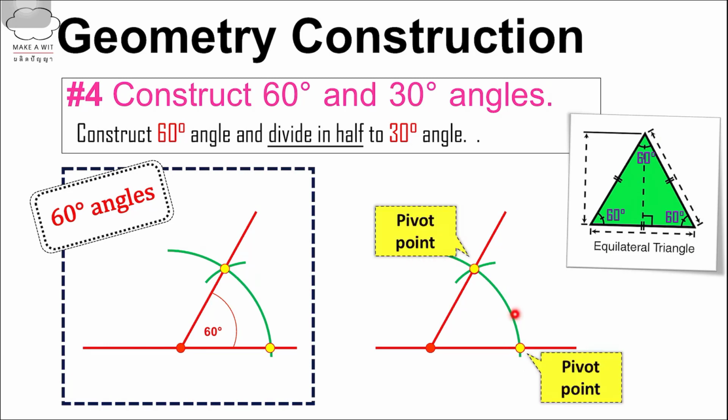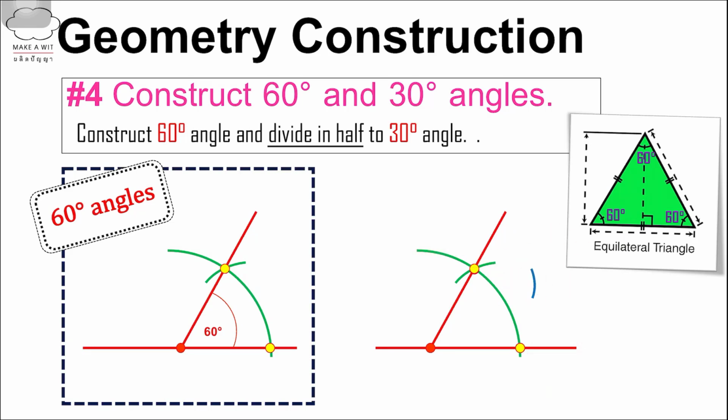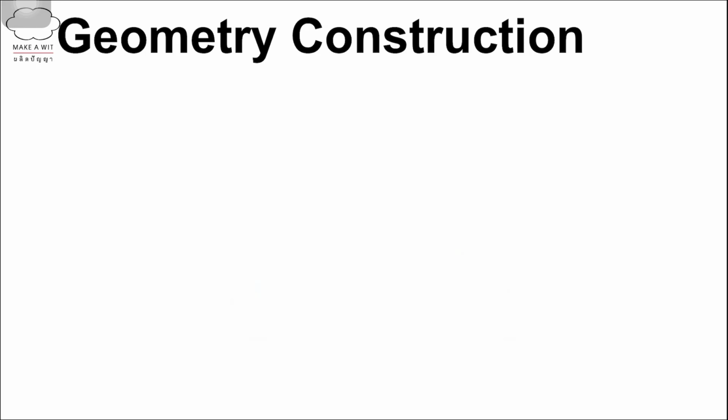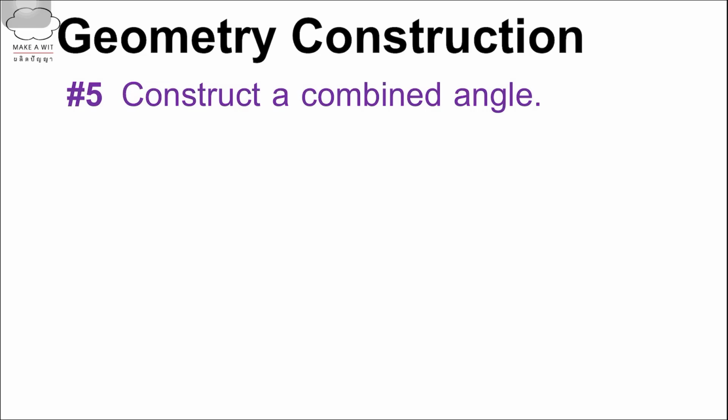the new pivot point, okay? And try to cut in the middle, find the bisector. Use the same radius to cut and then line it up. The new ray will be 30 degrees. See? This is called bisector. So bisect from 60 degrees to 30 degrees. There you have it. 30-degree angles. Easy peasy. So let's move on to number 5.